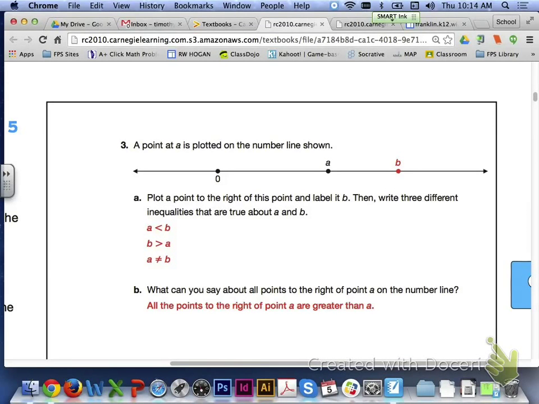Take a look at the number line for number 3. You can see where point B is plotted. 3 different inequalities that are true then about A and B. You could write A is less than B, B is greater than A, and A is not equal to B. And for letter B, you should see then that all the points to the right of point A are greater than A.